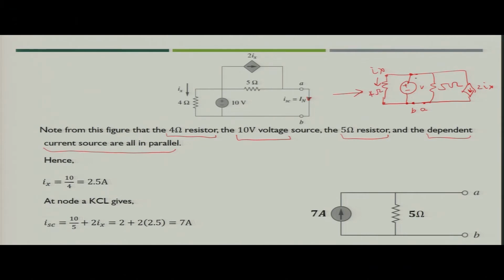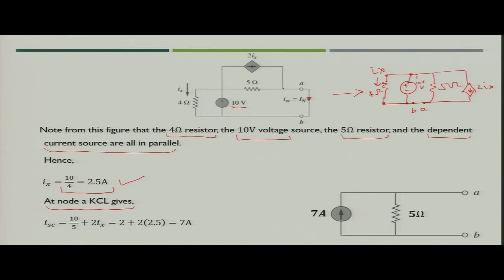So, with the help of this updated circuit, you can easily find out the value of Ix is nothing but 10, that is the value of the voltage source 10 V, divided by 4 ohm resistance. So, now you get the value of Ix. When you get the value of Ix, you have to just run the KCL at node and find out the value of the short circuit current.